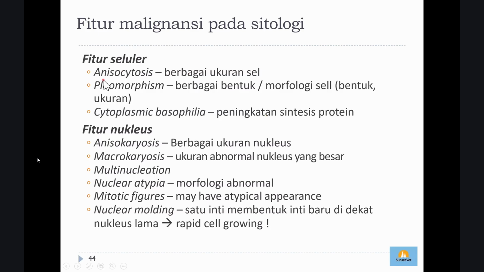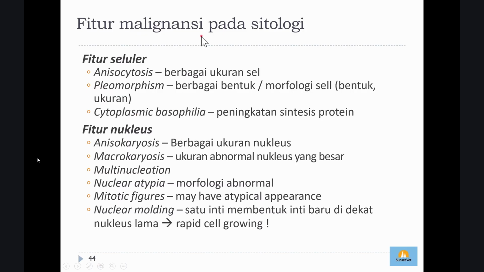So you can see the size of the cells. Are they big and small? If there are more big and small, it means anisocytosis, a lot of cell size variation. And then it's more pleomorphism, so a lot of big cells and small cells. It's more variation, so it's typically pleomorphism. And then the cytoplasmic basophilia means it's not the gray beautiful, but it's more black.